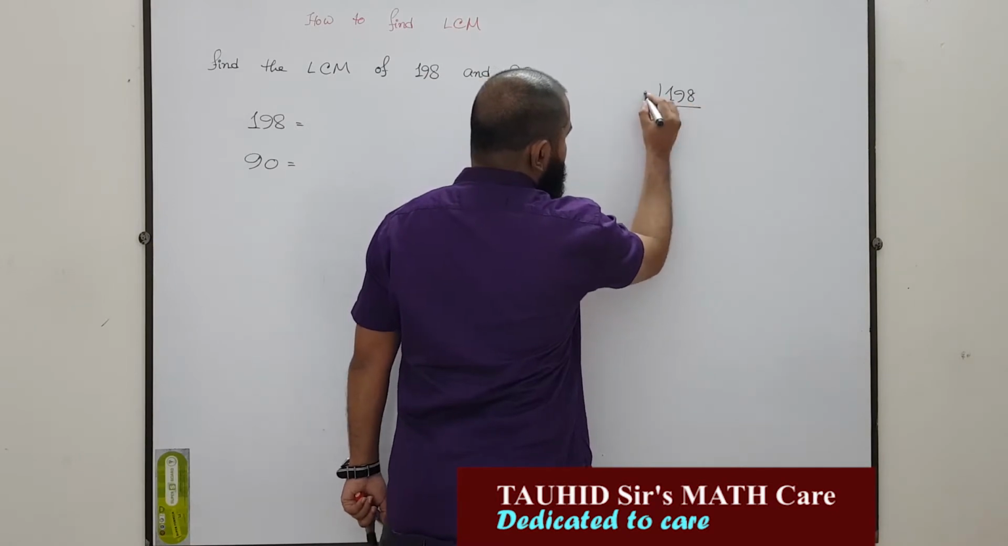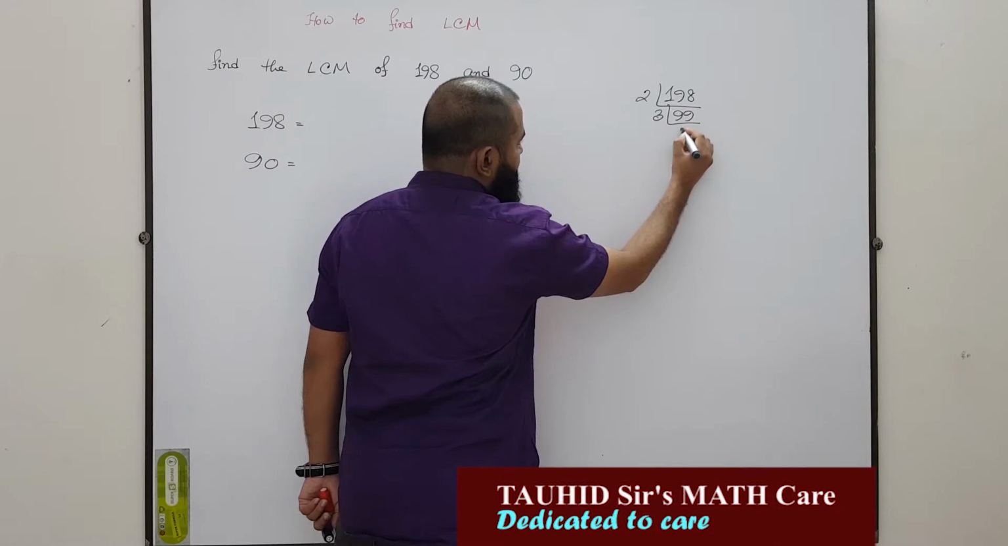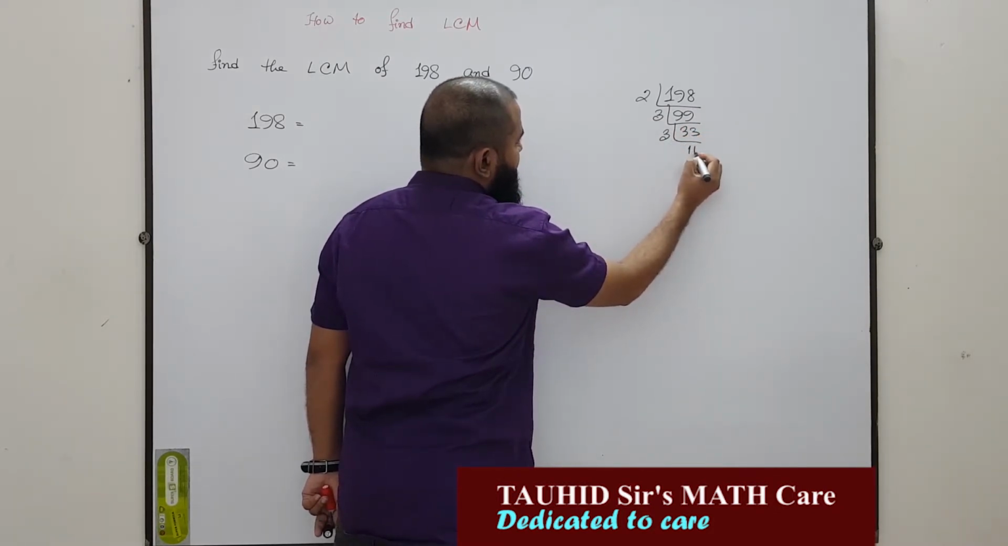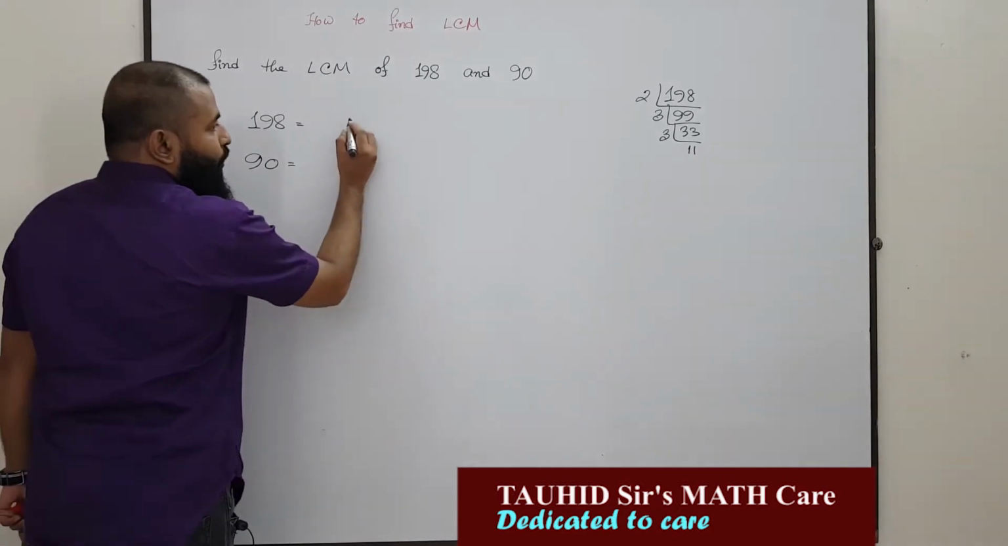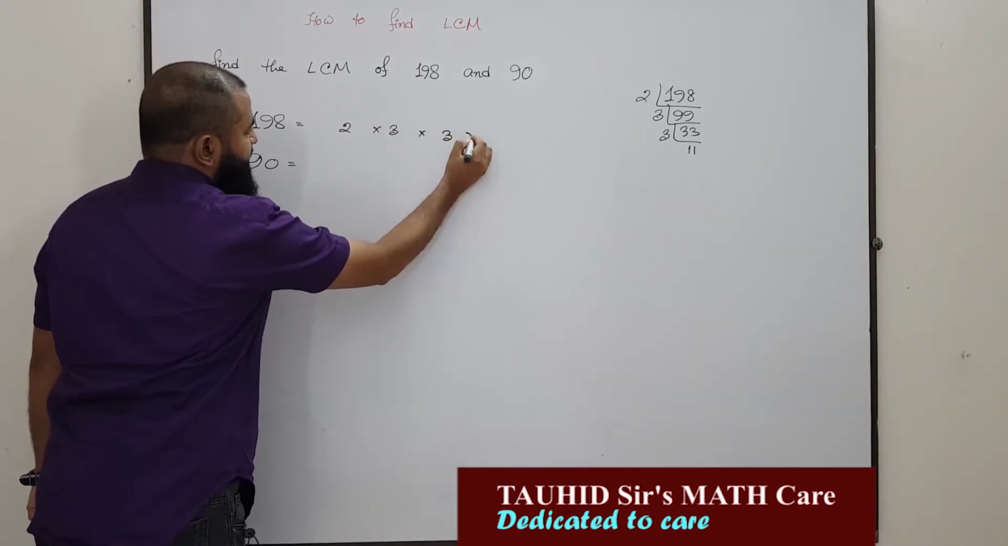198, if we divide by 2, we get 99. If we divide it by 3, we get 33. If we divide it by 3 again, we get 11. So we can write 198 equal to 2 into 3 into 3 into 11.